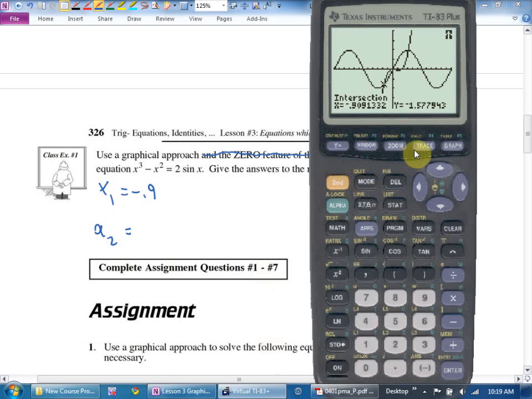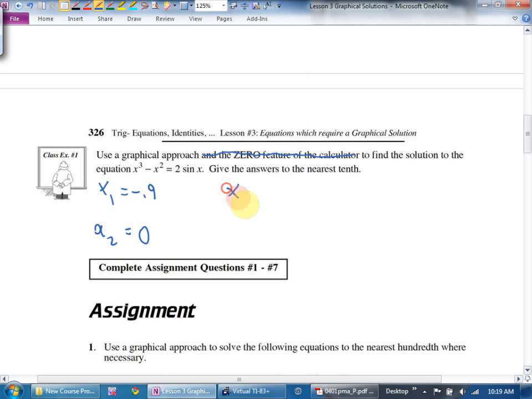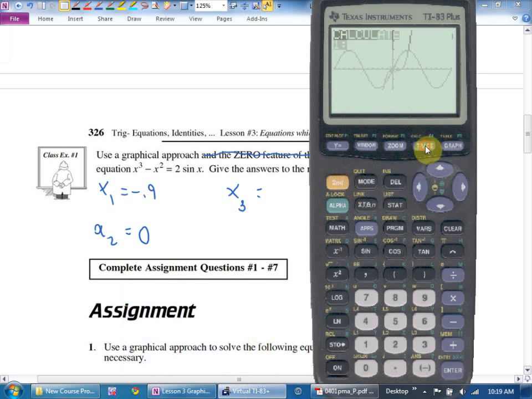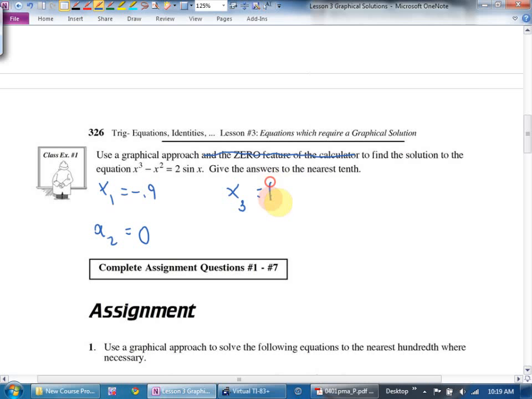Since this isn't multiple choice, I'll be a bit more paranoid. First curve, second curve. Yeah, I thought so. Zero. And find X3 on your own. I'll freeze the screen. Let's see if we get to the same spot. I got 1.7.